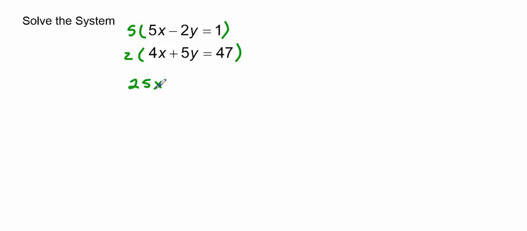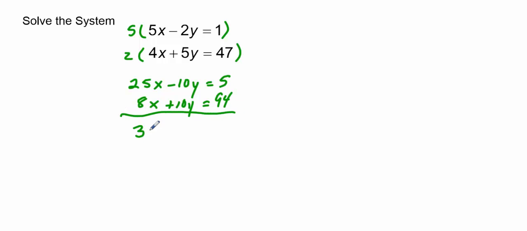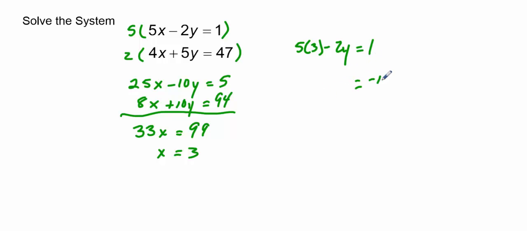So I have 25x, negative 10y, and 5, and 8x, and positive 10y, and 94. Thus, I have 33x, 99, and x is equal to 3. Substitute back into either equation. I'll have 5 times 3 minus 2y is equal to 1. Bring that over, get negative 14 is equal to negative 2y, and y is equal to 7. So 3, 7 would be my coordinate point.